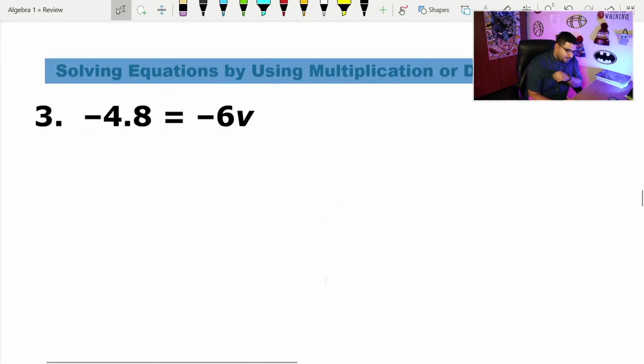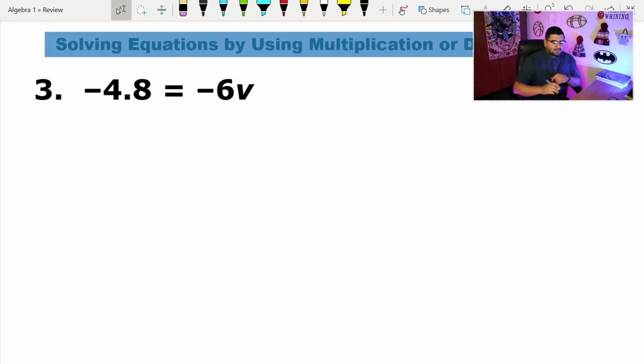Let's look at one more. One that we haven't done. This is an example of one where they're actually multiplying first. So here we have negative 4.8 equals negative 6v. Remember that if you see a number attached in front of a variable, its coefficient, those two things are being multiplied together. So this is actually negative 6 times v.